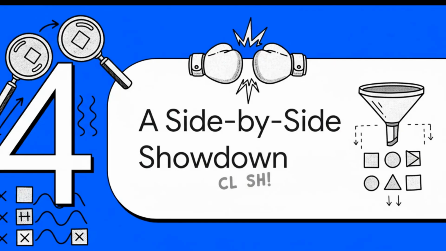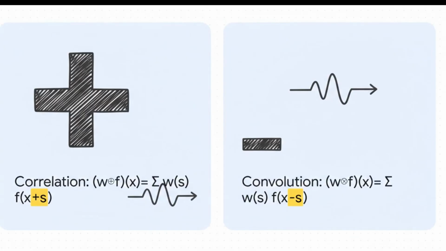Okay, so we have the theory. Correlation finds a match. Convolution applies a filter. Let's put them head to head and really see the difference in action. And the math actually tells the story beautifully. You don't have to be a math genius, just look at the very end of the formulas. For correlation, you've got f of x plus s, and for convolution, it's f of x minus s. That one little plus versus minus sign, that's the math version of that 180-degree flip. It completely changes how the operation works.